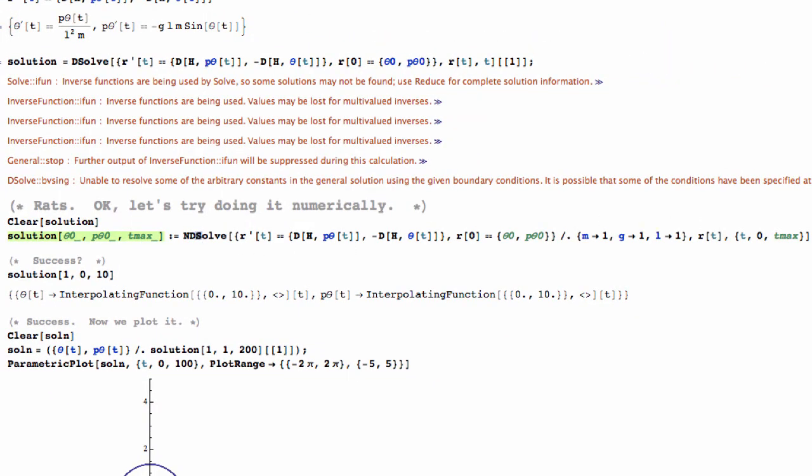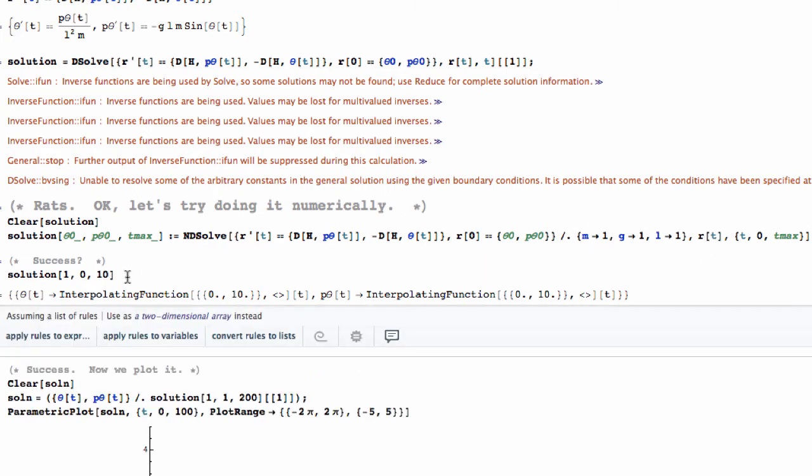N stands for numerical. In dsolve, and you notice I'm making this solution a function of my initial conditions and my final time. And you look at the details of this and look up the help pages as I go. And now if I just check it, my answer is not some big analytic function. My answer is in fact a particular function of time, because I put particular numbers in.